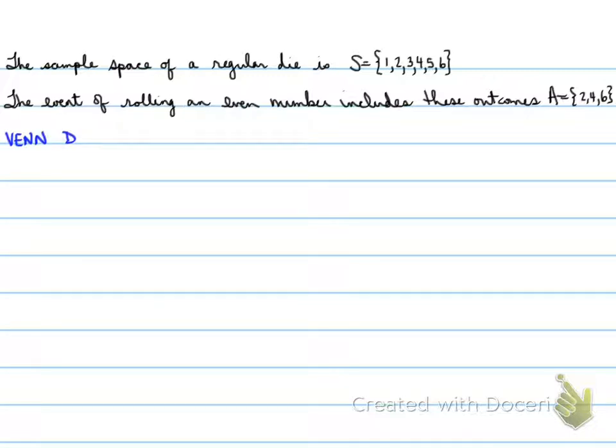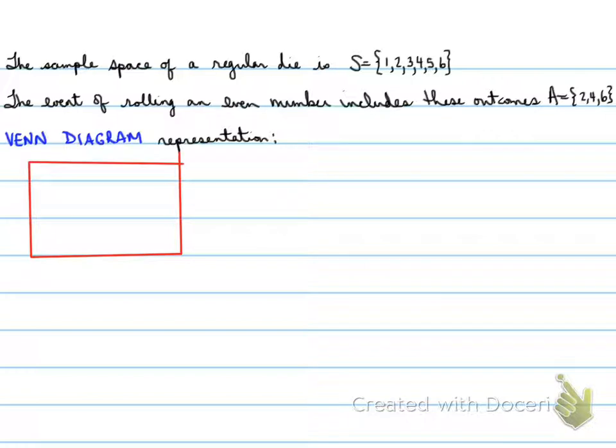Now, another way to display this data is to use a Venn diagram. A Venn diagram representation of the sample space is to create a box, and in that box is all the samples possible: 1, 2, 3, 4, 5, 6. This is the sample space, the entire sample. We have to circle the A. This is the A, the desired outcome. We want 2, 4, and 6. This is the event we want out of the total sample space, which is the entire box of information.